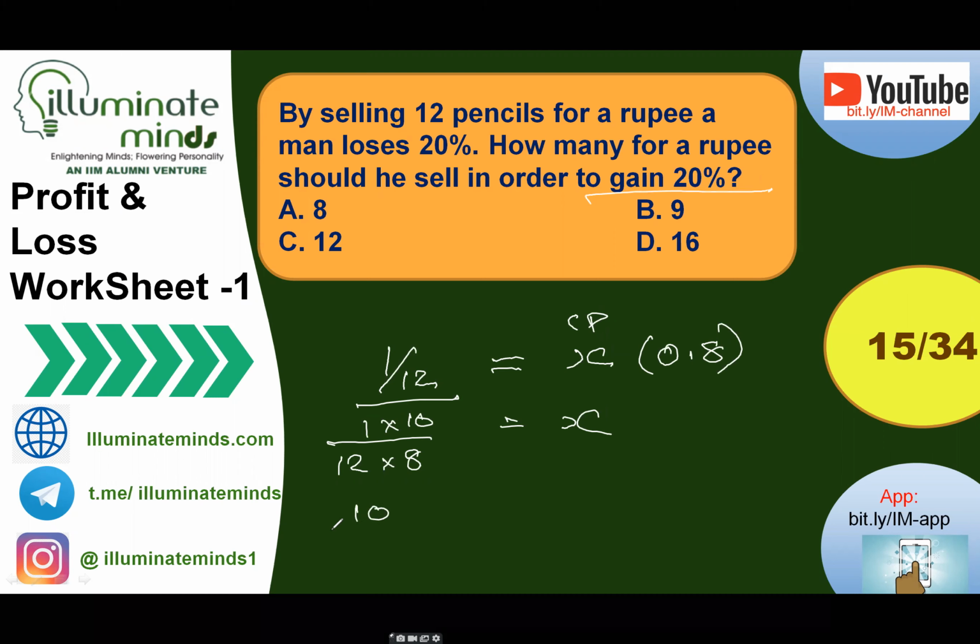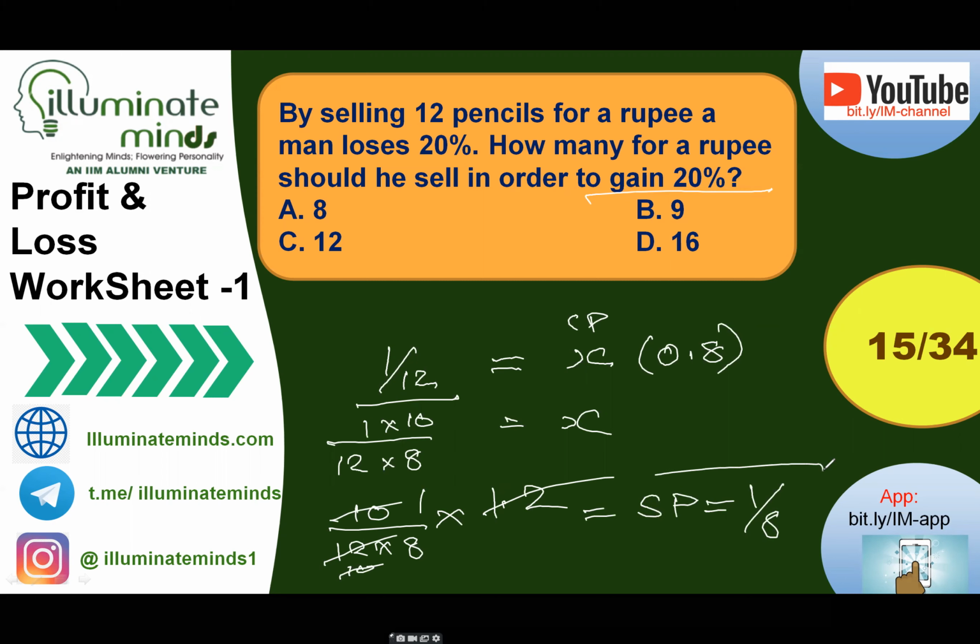So what I will do is 10 into 12 into 8 multiplied with 1.2. 10s are 10 gets cancelled. So SP is equal to 1 by 8. So how many for a rupee? 1 upon 1 by 8 will give me 8 for a rupee. So the answer is option A.